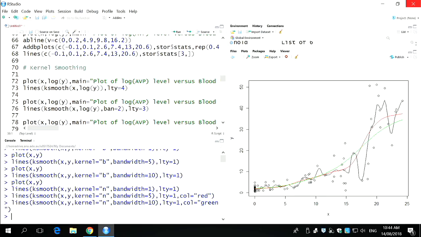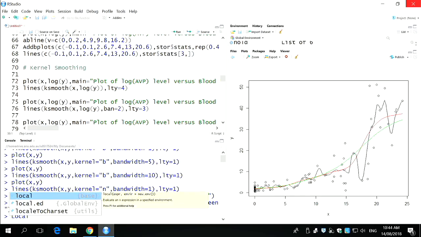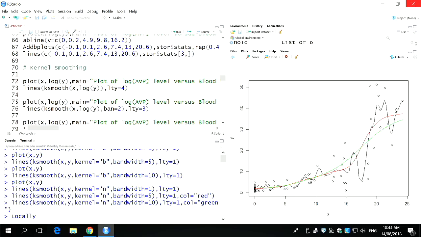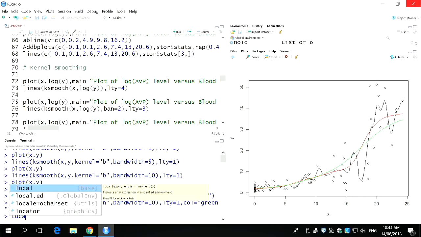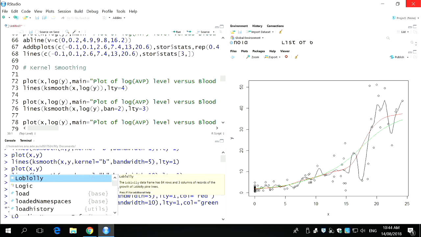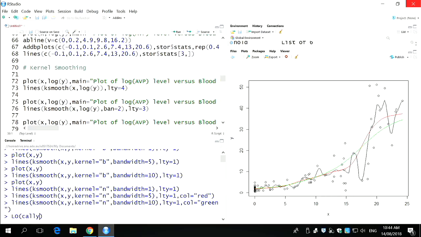And I can tell you where the W comes from. So LOWESS, I'll type it here. L stands for locally. Actually, I should make the O capital as well. L-O. And I'll put the rest in brackets. Locally. And the W is for weighted.